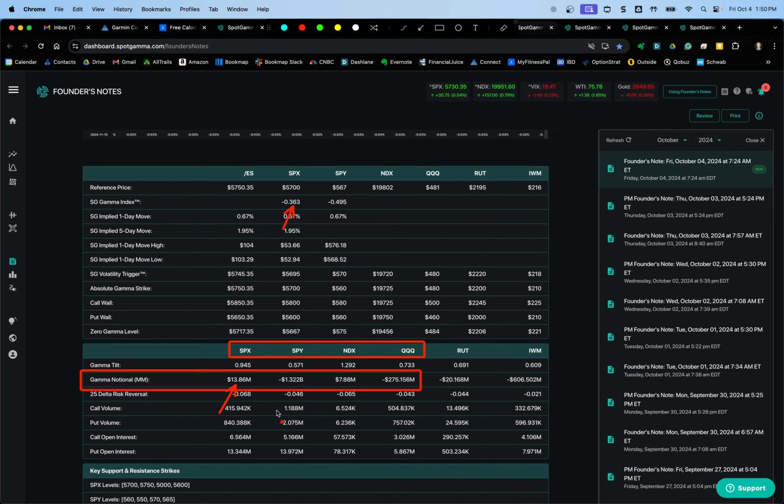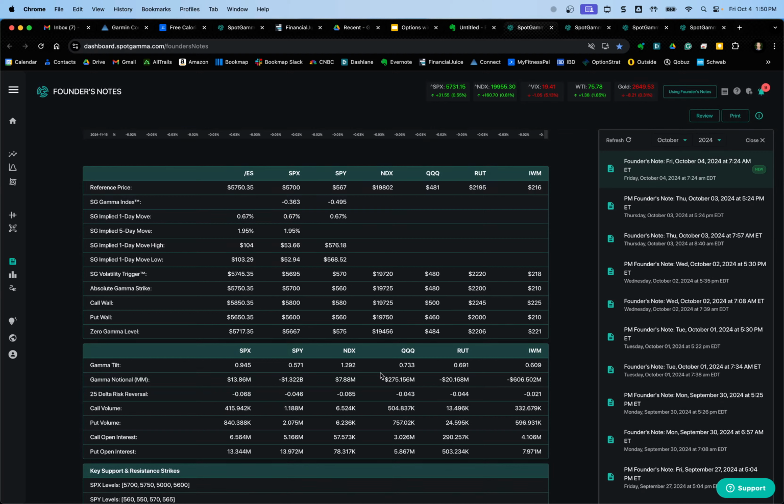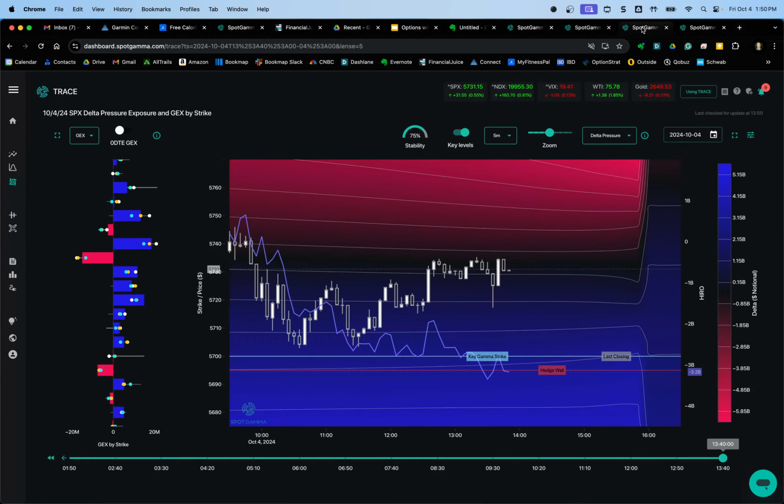And note gamma notional for SPY is quite negative at 1.3 billion negative, also negative for QQQ. And these numbers are mixed. So for SPX, NDX, QQQ, gamma notional increased a little bit from yesterday and decreased, became more negative for SPY. But again, right now, today, gamma notional is positive.